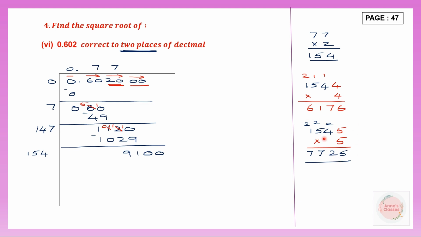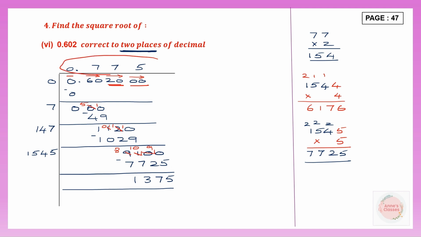That means next to 154, I can put 5. So let me put 5 and into 5. That means 1545 into 5 is 7725. So let's write that. 7725. Now we have to minus this. So borrow from here 0, 10, borrow again 9, 10. 10 minus 5 is 5. 9 minus 2 is 7. Now here I need to borrow again, 8 here and 10 here. 10 minus 7 is 3. 8 minus 7 is 1. 1375.